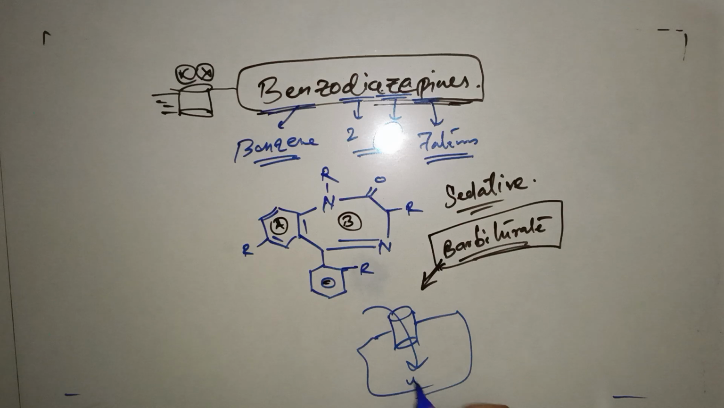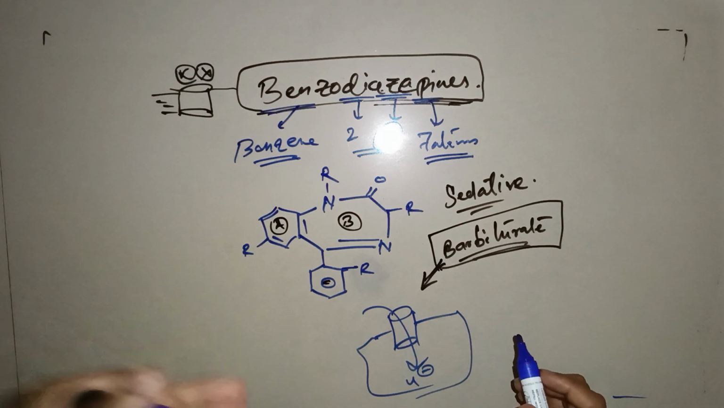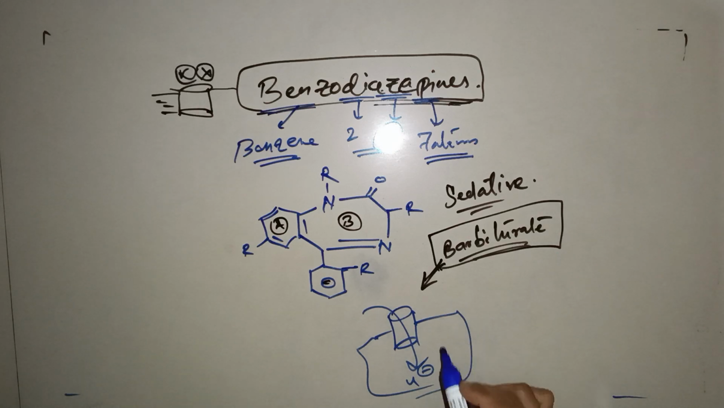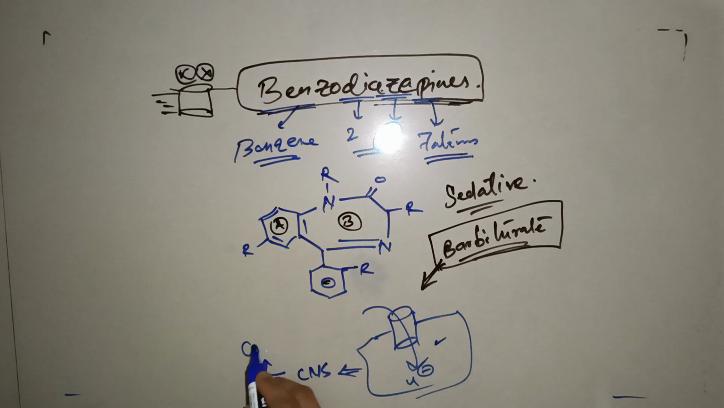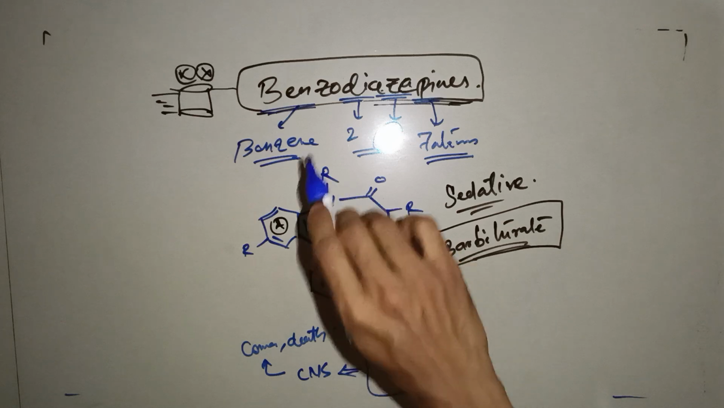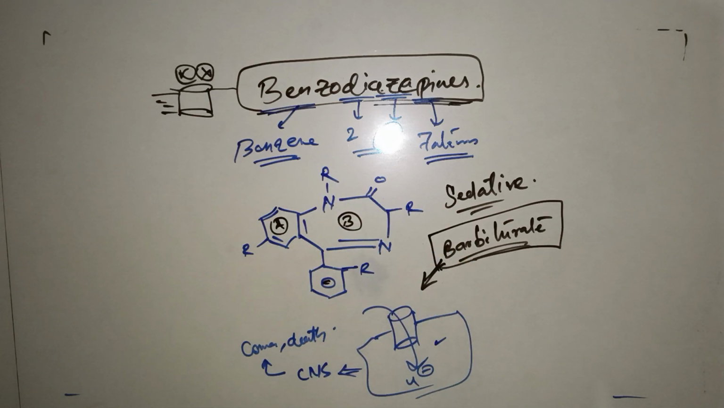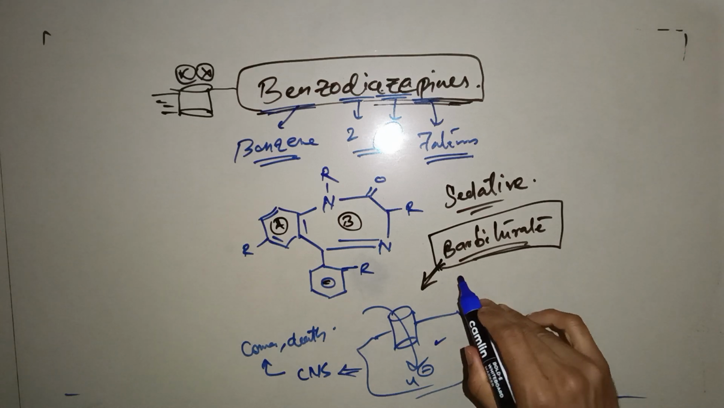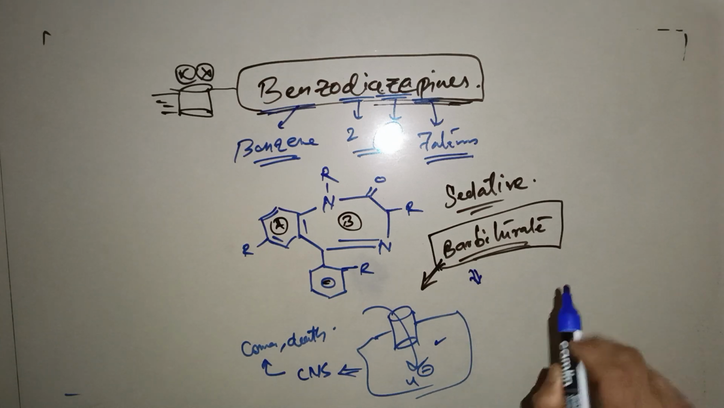When so much chlorine gets inside the cell, the cell becomes hyperpolarized, and it sometimes leads to coma and death also. The hyperpolarization leads to the inactivation of the CNS, which leads to coma or death. So because of this, benzodiazepine is used better than barbiturate. And if barbiturate is used also, it is used in very less amount.